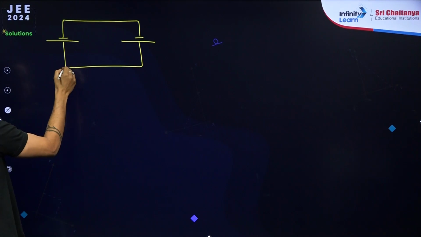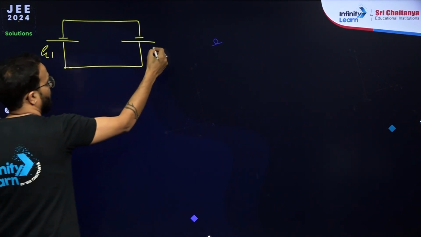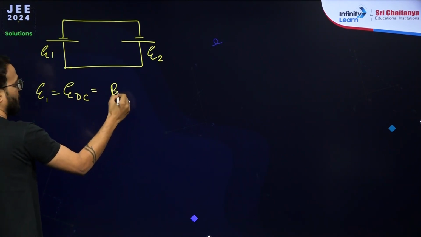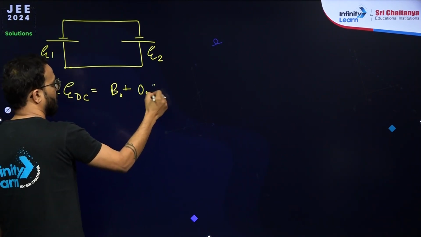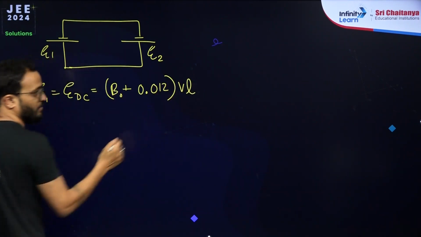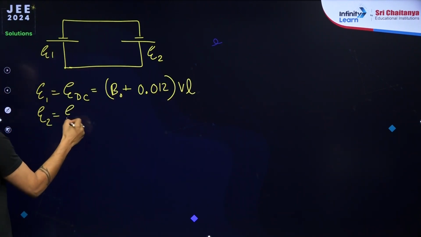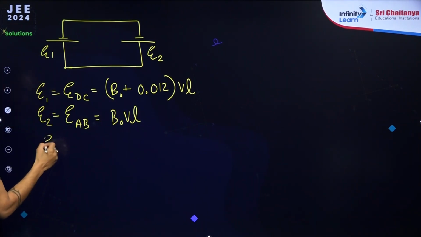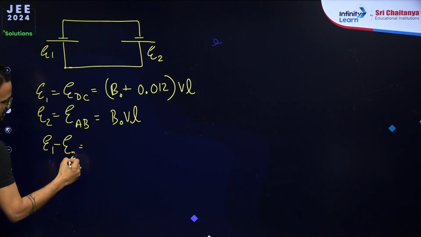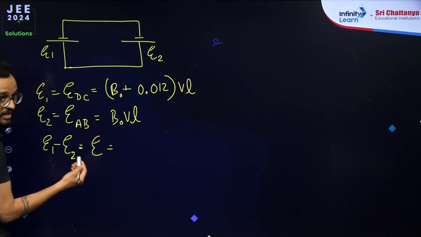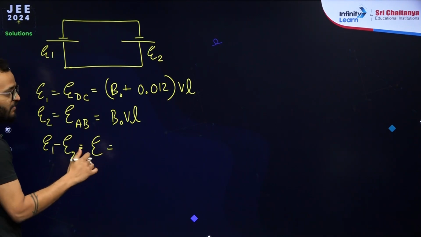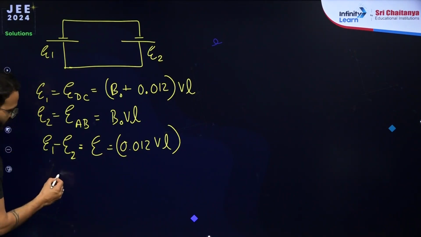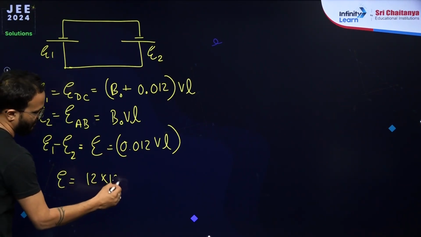Do you understand? So this EMF let's say is E1, and this EMF let's say is E2. E1 is EDC, which is B naught plus 0.012 into VL, right? And E2 is EAB, which is B naught VL. So E1 minus E2 will be the effective induced EMF, that will be 0.012 VL. Is that okay?